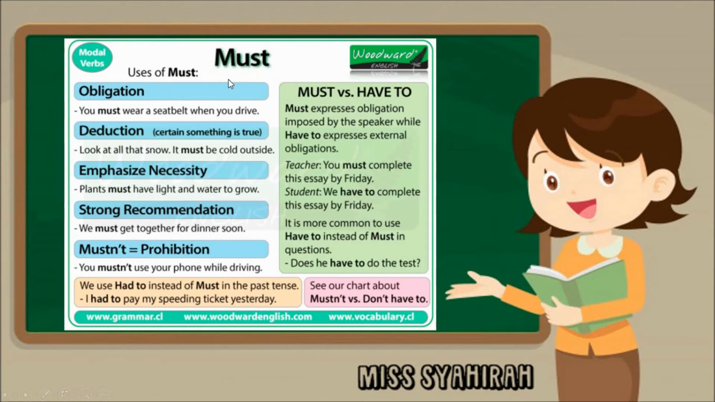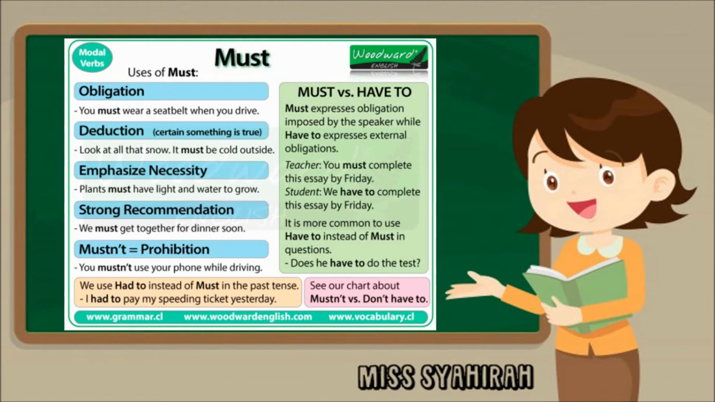Next is must. Okay, must ni, the degree is higher than should. So, let's say if I tell you, okay, you must wear your school uniform. So, maksudnya kamu memang kena pakai school uniform. You must wear. If I say, you should wear your school uniform, kamu sepatutnya pakai. Tapi kiranya macam tak pakai pun tak apa, kan? So, the degree for must is higher than should.